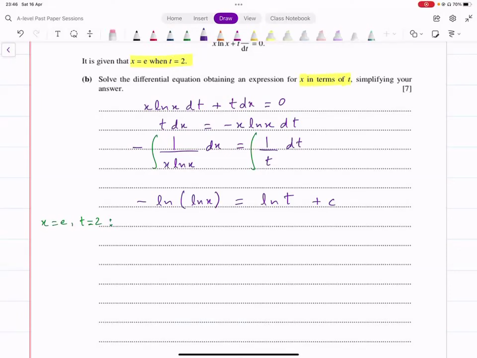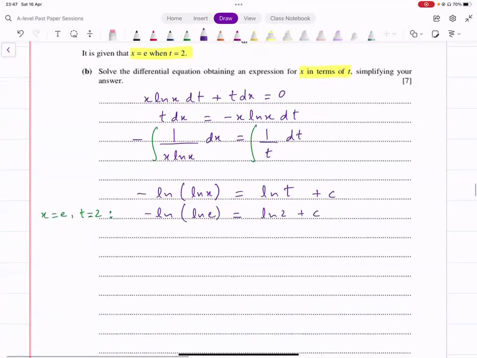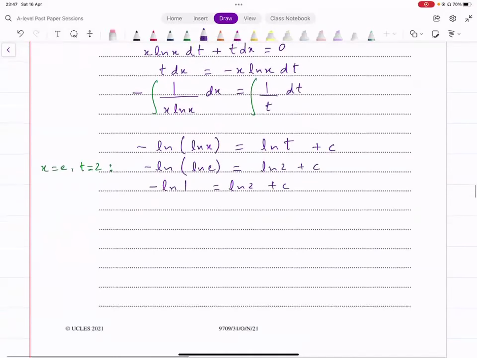अच्छा, let's do this now. Let's input these values. x की value e input कर दें, minus ln of ln e that equals ln of 2 plus c. ln e क्या होता है? 1, so we get minus ln of 1 equals ln 2 plus c. ln 1 is 0. 0 minus ln 2 equals c. c की वैल्यू हमारे पास minus ln 2 आ गई, ठीक है?